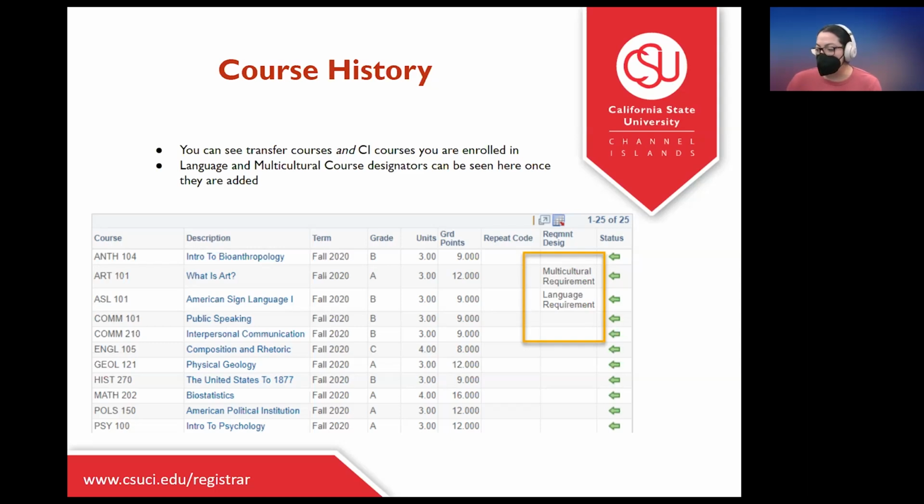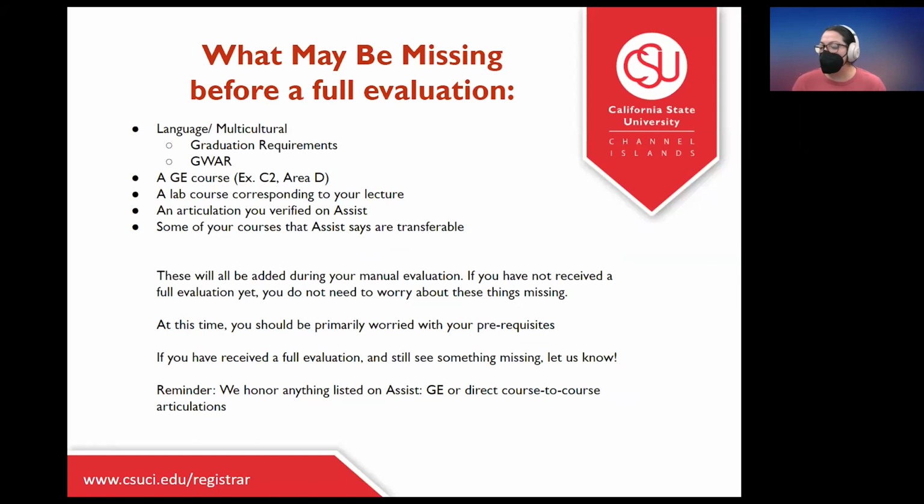Just so you know, multicultural, we usually honor anything such as ethnic studies, Chicano studies, or anything with a big social justice component. So before you get that full evaluation, like Rachel said, your transfer credit may not seem complete. You may see some things missing. These might be language, multicultural, a GE course, maybe your GE is not showing as met, but you know you got a GE certification at the community college. We might just have to look at that and update it. If you got a GE certification at your community college, we will honor that here. If your matriculation is on ASSIST, we will honor it as well. And as long as ASSIST says it's transferable, we will accept it.